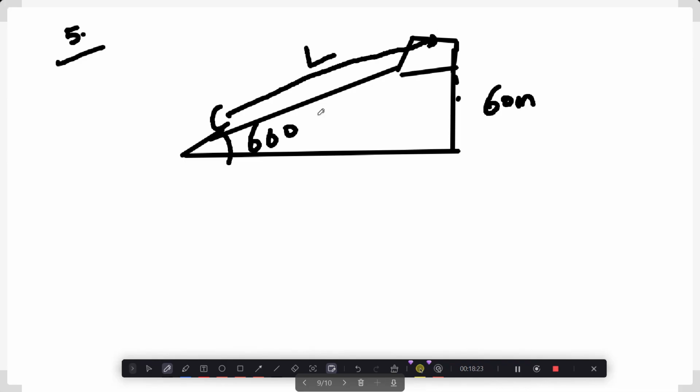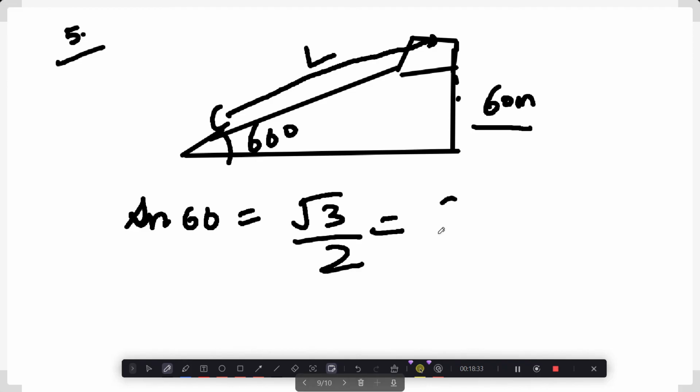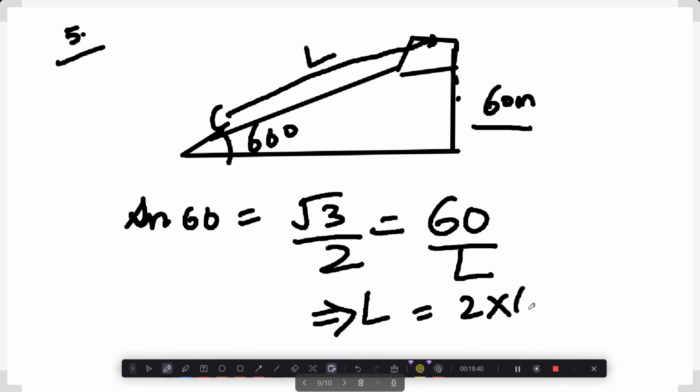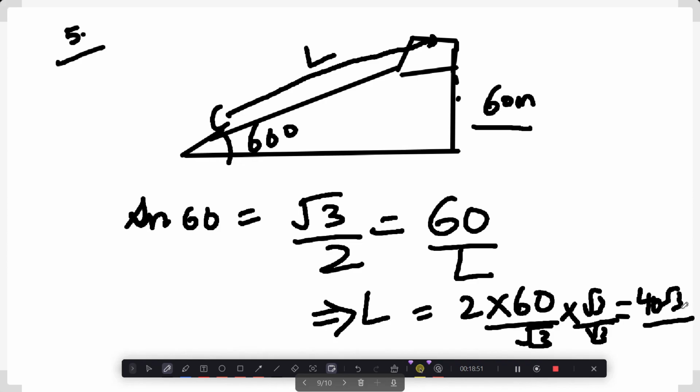This is again the hypotenuse. 60 is the opposite side. So what is sine 60? Root 3 by 2, which is 60 by L. So L is equal to 2 into 60 by root 3, which is what? Into root 3 into root 3. So root 3 times root 3 becomes 3. 40 root 3 will be the answer, right? Will this be the answer? Let's check. Yes, the answer is 40 root 3.